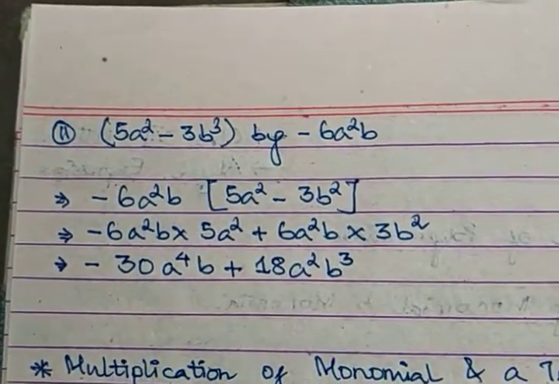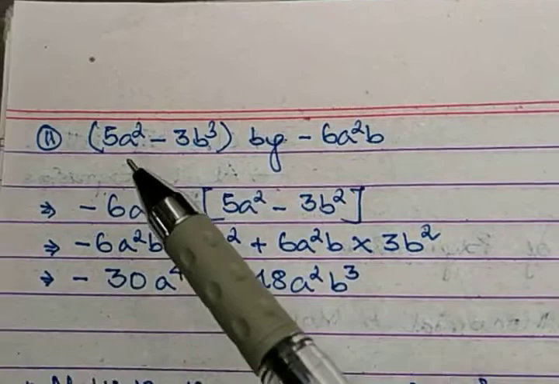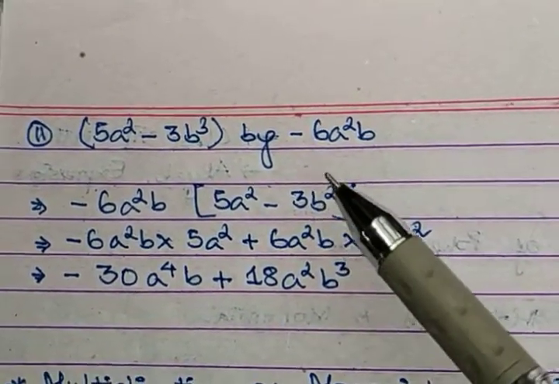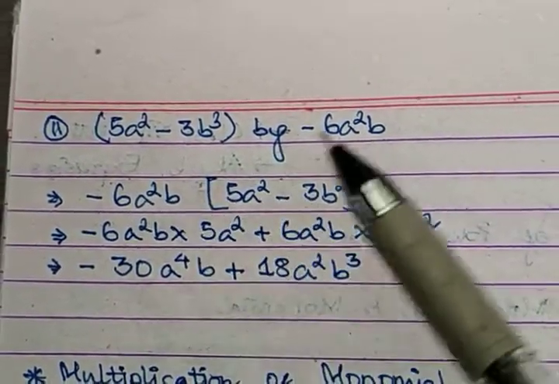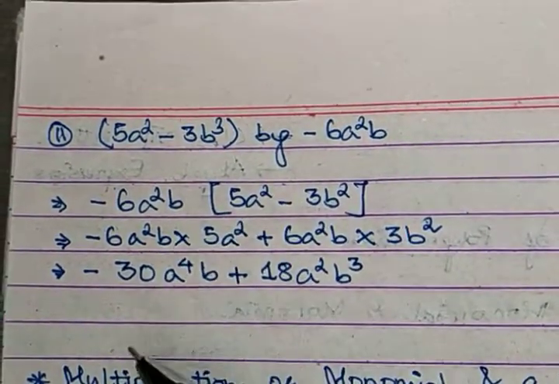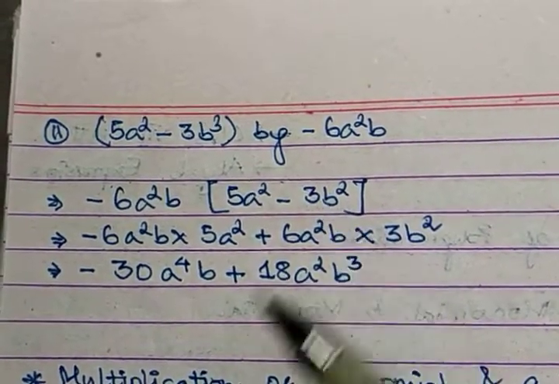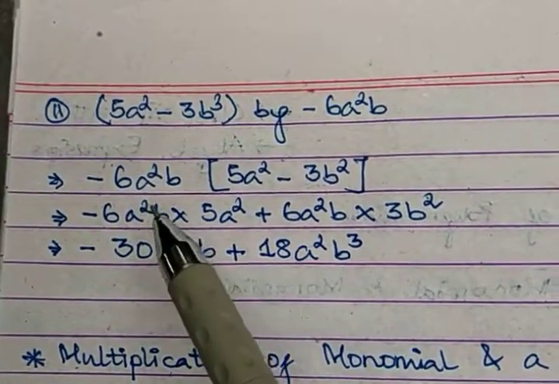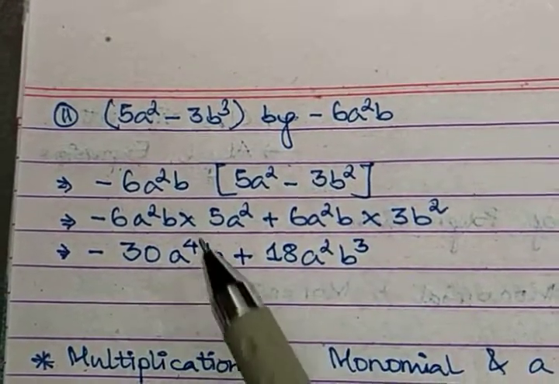Okay, now the second question I have picked here is this one. Question number 2: 5a squared minus 3b cubed, divided by minus 6a squared b. Again the same thing. See, we got a binomial and a monomial here, so I have placed the monomial at the front. And remember, never neglect the signs. It has a negative sign, so we cannot just directly neglect the negative sign. The binomial I have kept on the right hand side. After that, what I have done here is, as I already said, the single term has to multiply both the terms inside the bracket. So that is what I have done here.